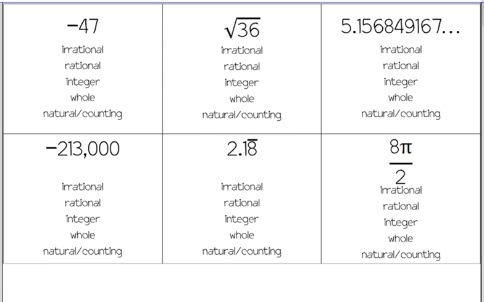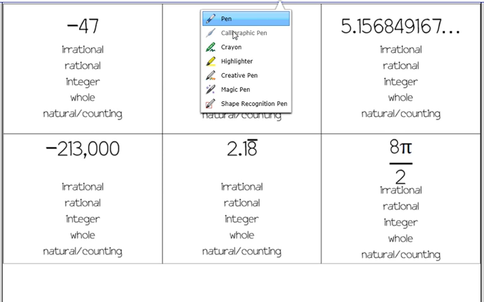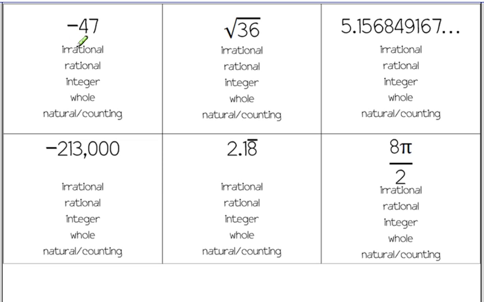Okay, when we look at some numbers and we're trying to decide what sets of numbers apply to a given value, in this case we have negative 47, and so we're going to say, okay, is this an irrational or a rational number? Because we know it's going to be one of those two. Irrational numbers, we say that it cannot be written as a ratio of two integers. It would be a decimal that doesn't have a pattern and it never stops.